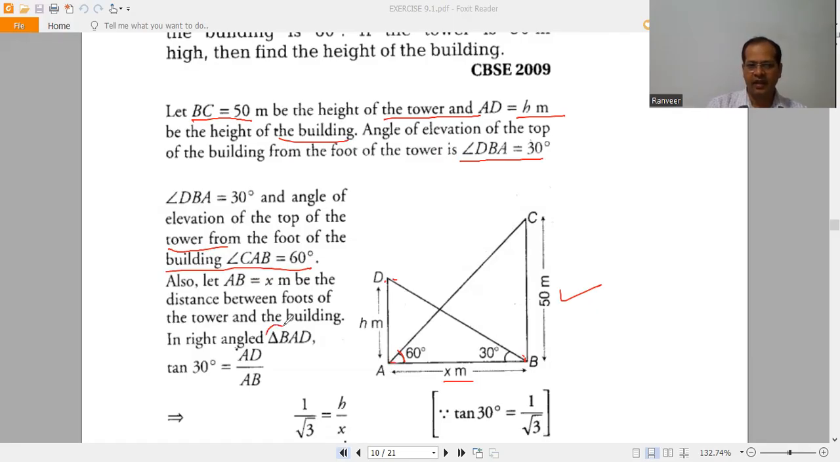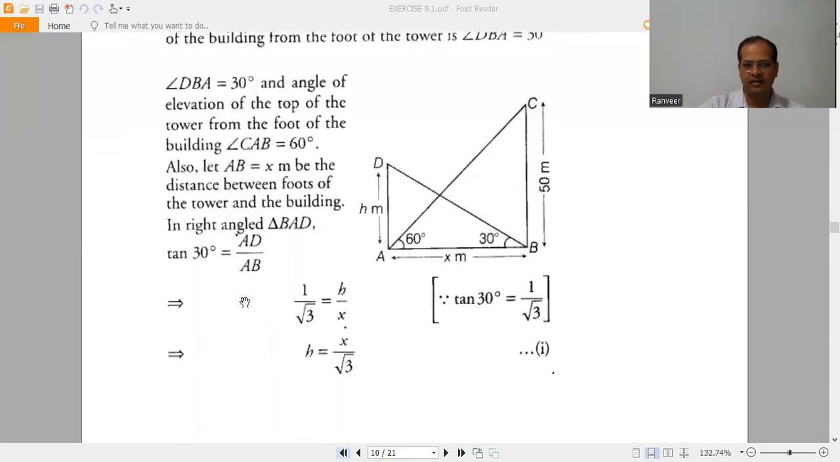Now, first of all, we have to take the triangle B, A, and D. This is the triangle we will take first. Now, tan 30 degrees equals h divided by x. So one relationship between h and x we will get from this triangle, that is h equal to x by root 3.